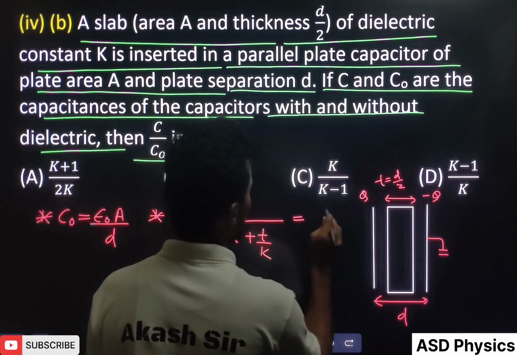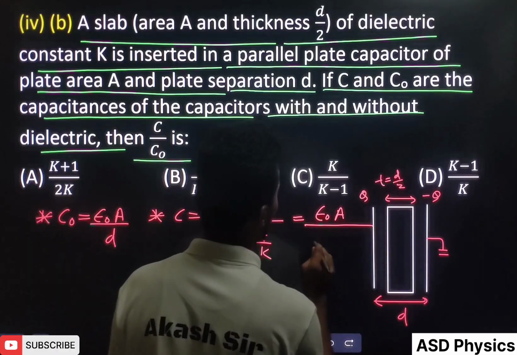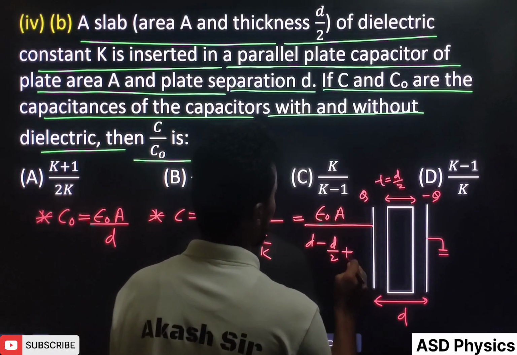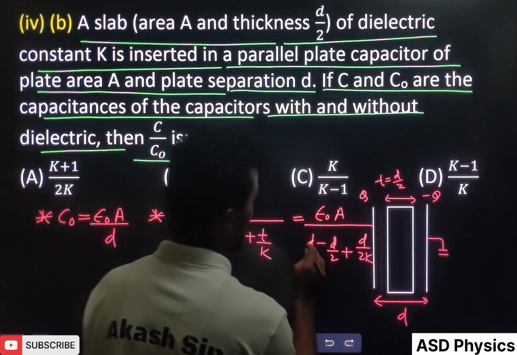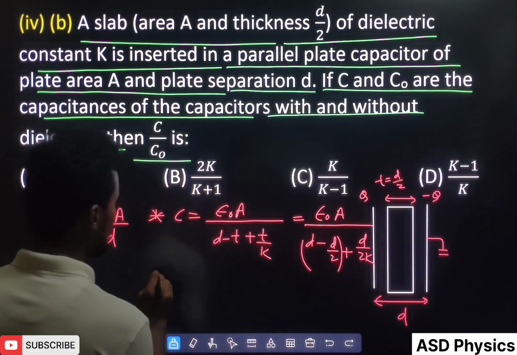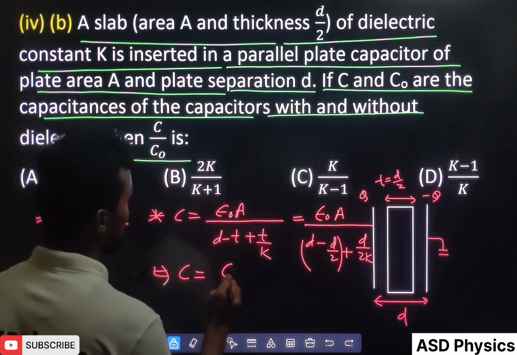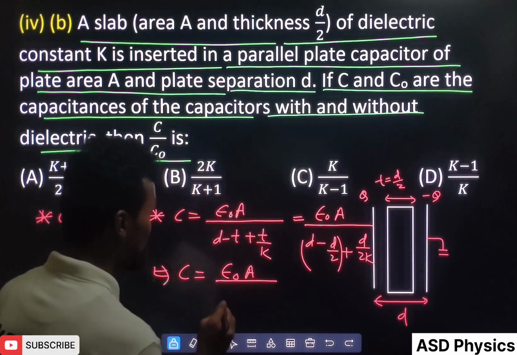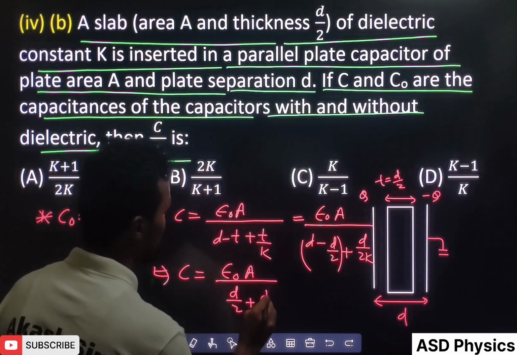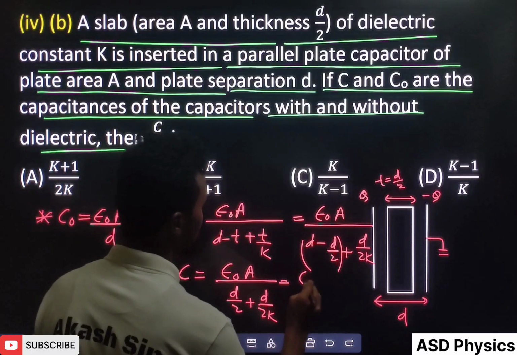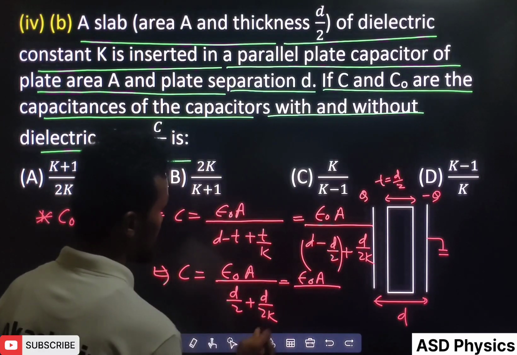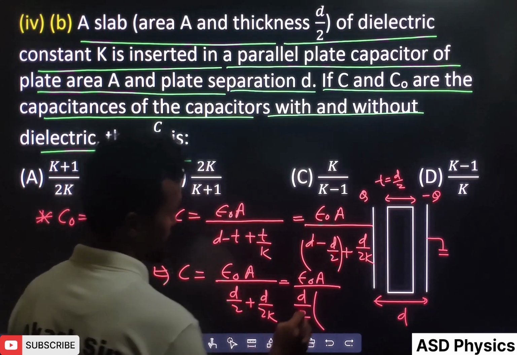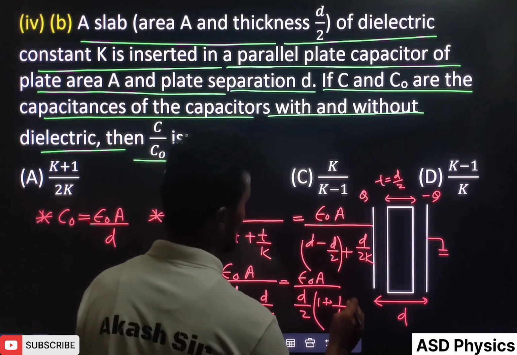So we can write epsilon naught A by D minus T. T is given as D by 2, plus again D by 2K. So this D minus D by 2 will become D by 2. So we can write C equal to epsilon naught A by D by 2 plus D by 2K. Now I have taken D by 2 outside common, so it will become 1 plus 1 by K.